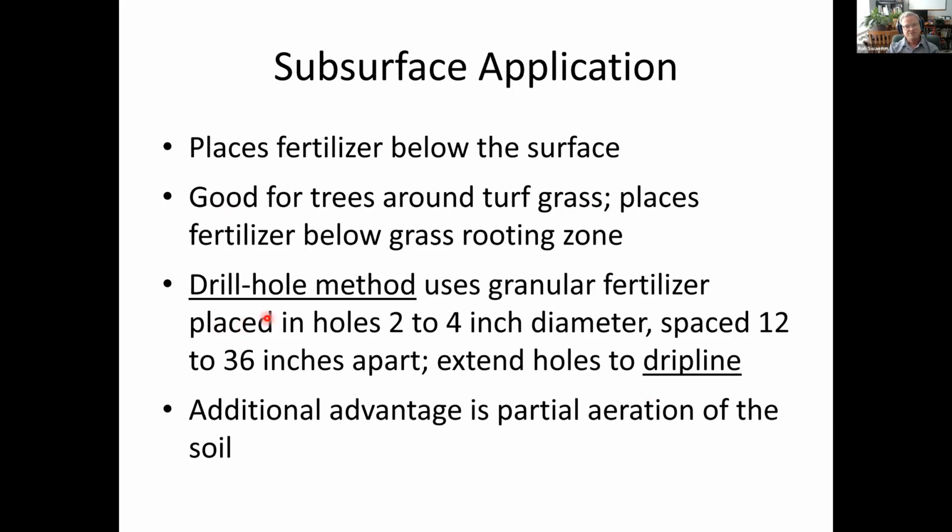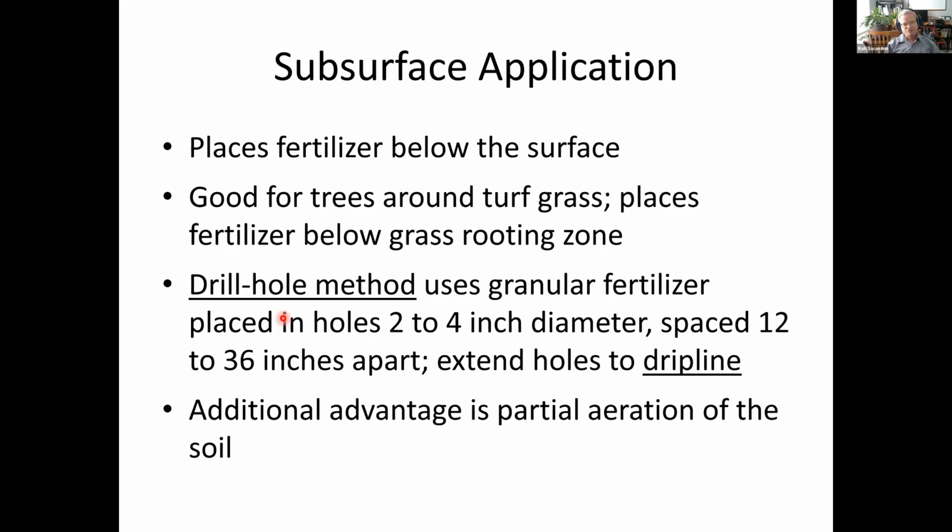One way to make this happen is what's called the drill hole method. You're literally going to drill a hole 2 to 4 inches in diameter, and about 12 to 18 inches deep, and they're going to be 36 inches apart on a grid pattern, all underneath the drip line of the tree, and even extend a little past the drip line.